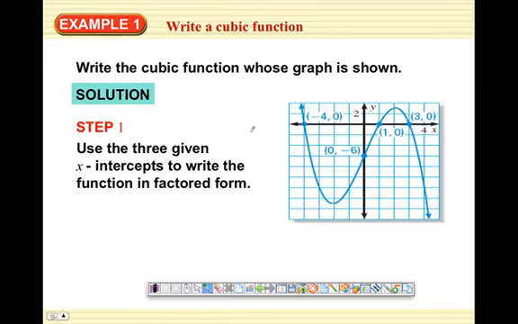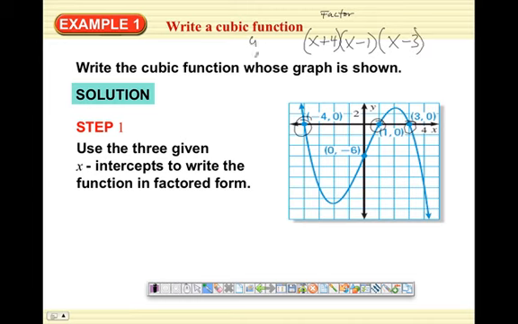What you need to pay attention to, whether I give you a graph or not, pay attention to the coordinates. Here's a 0, here's a 0, here's a 0. When you have zeros, you also have factors. So if negative 4 is a 0, then x minus negative 4 is a factor. If 1 is a 0, then x minus 1 is a factor. If 3 is a 0, x minus 3 is a factor.